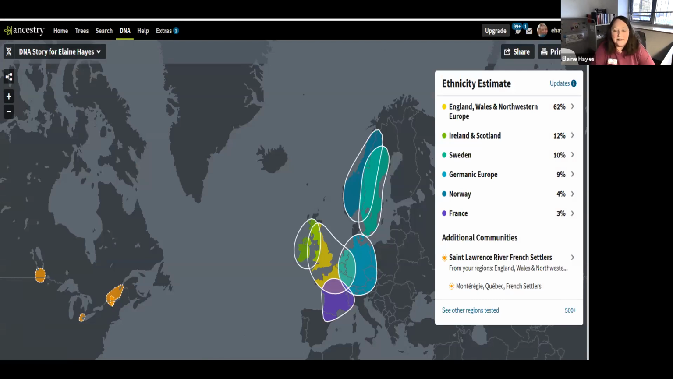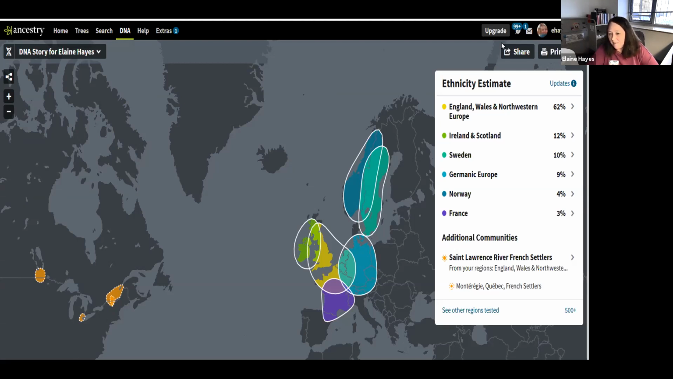Okay, I clicked on my DNA story and it shows me that I have a certain amount of DNA from England and Wales. It's actually over on the side here and I can't see it because I'm seeing you guys instead. Let's see. Okay, 62% from England, Wales, and Northwestern Europe, 12% from Ireland and Scotland, 10% from Sweden, 9% Germanic Europe, 4% Norway, and 3% France.